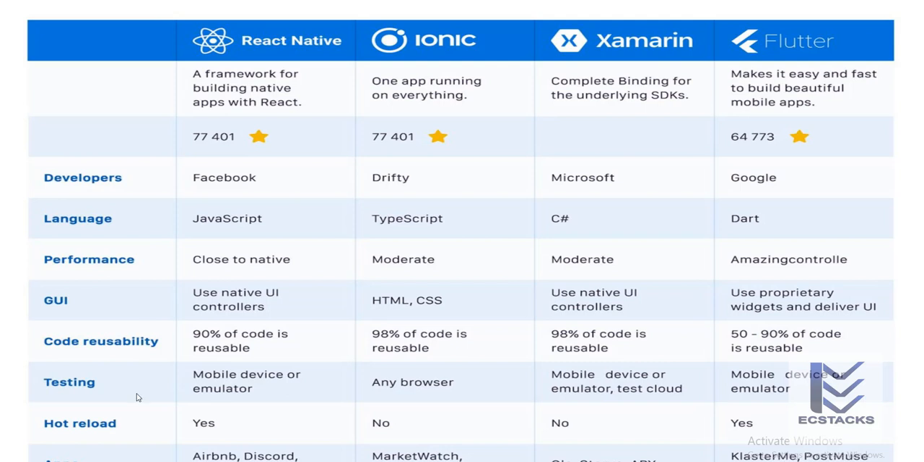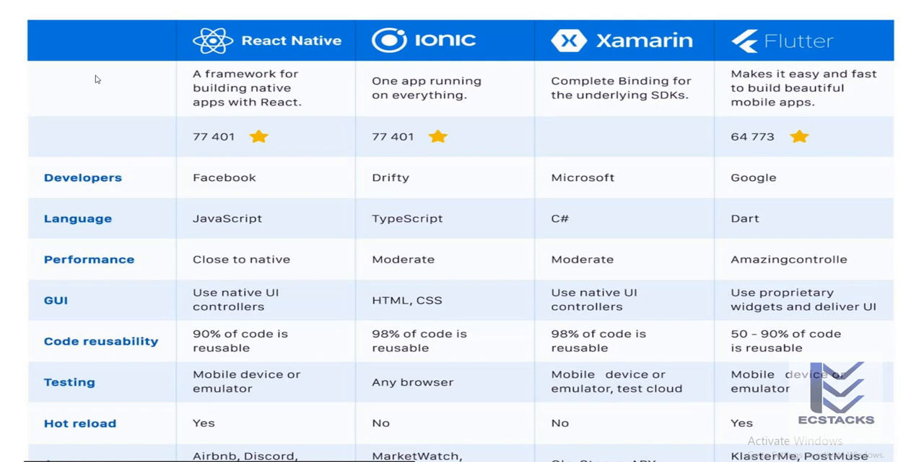For testing, React Native uses mobile devices or emulators, while Ionic can be tested on any browser. Xamarin is tested on mobile devices, emulators, or test clouds, and Flutter uses mobile devices or emulators, which means you can test it on your computer, or you can also test your apps on your mobile phones.